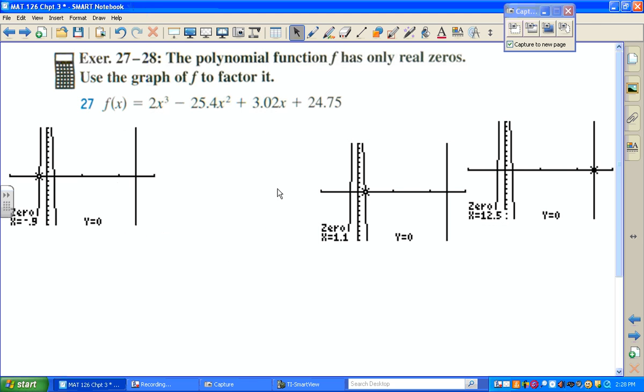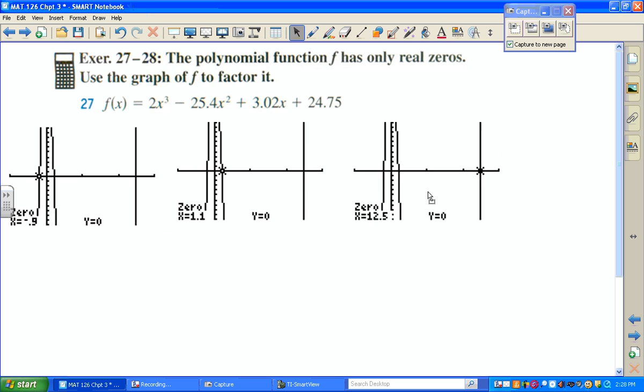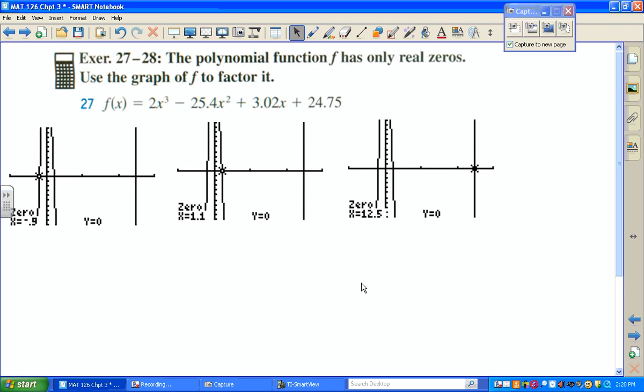All right. I have the x-intercepts. How do I write them to match my polynomial? Who do I go to in a time of need? Thomas? How do I write negative 0.9 as a factor? Thank you. X plus 0.9. How do I write 1.1 as a factor?